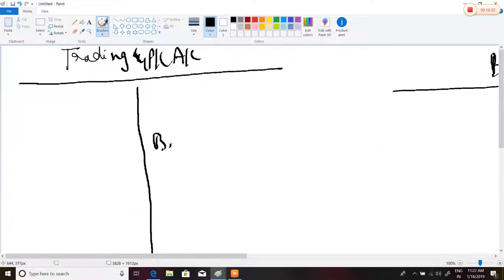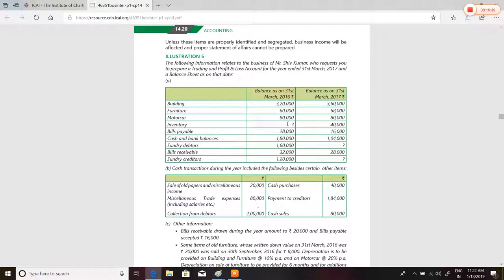Whichever entry or transactions you are solving, you have to do all its treatments side by side. Otherwise, at the end of the question, it will take a lot of time, and if the balance sheet does not match, the time would be wasted. Closing stock, how much? 40,000.